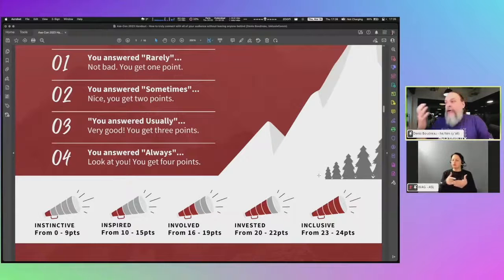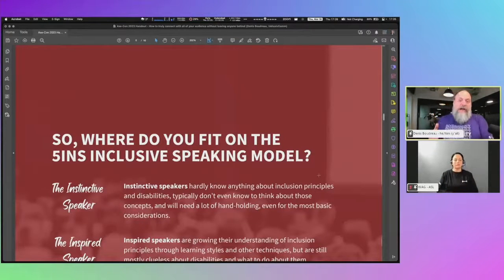So let's say you had 17 points. That would put you in the involved category. If you had 5 points, you'd be in the instinctive category. And to give you a sense of what that means, because it's nice to have a label on things, but what does that mean really? This PDF again that I'm going through, that you can have a copy of if you want to, gives you a high-level perspective as to what that means.